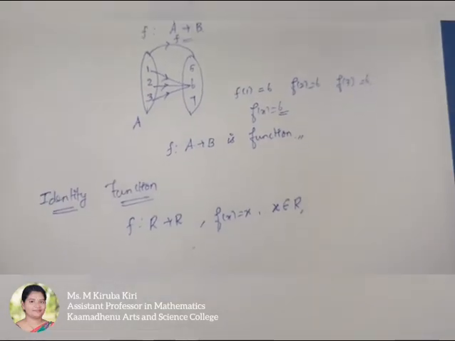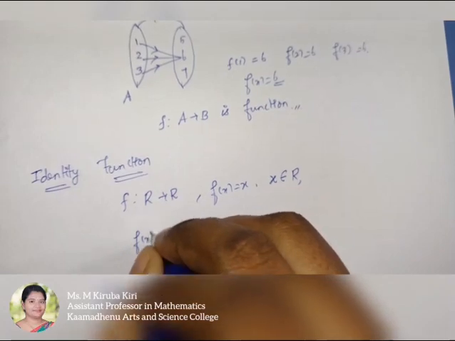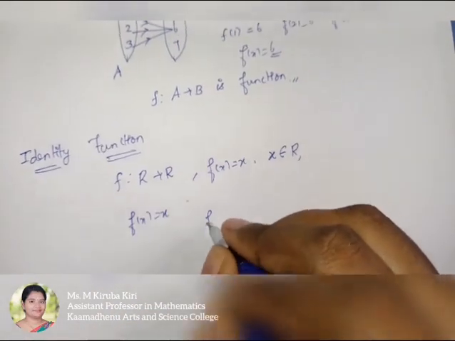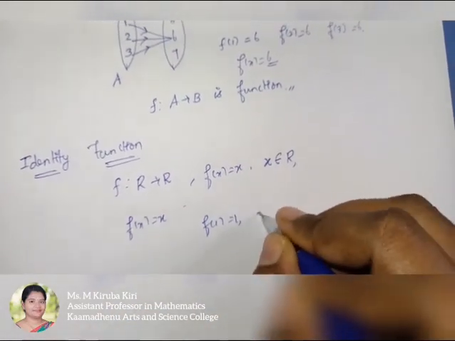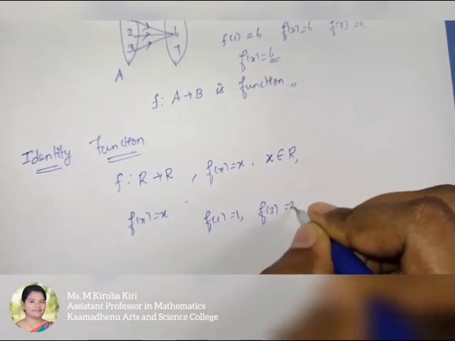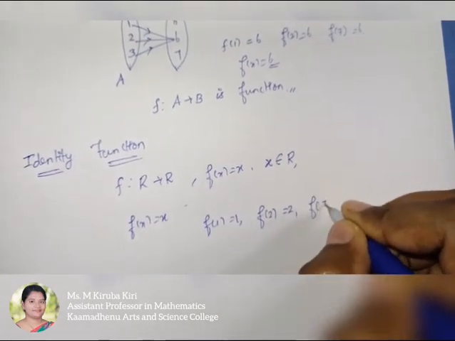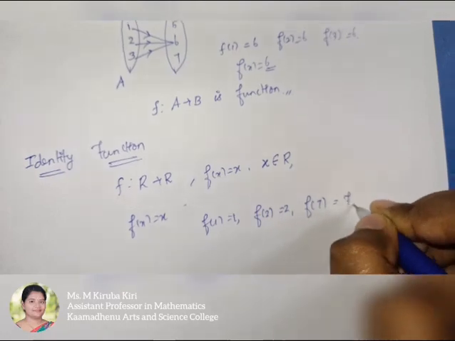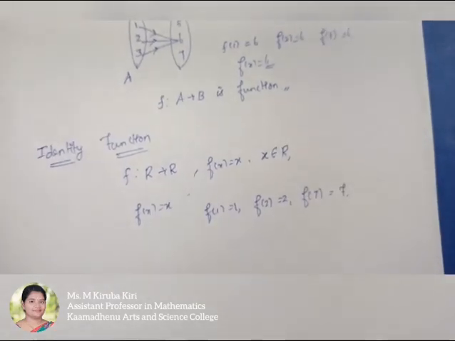For example, f of x equal to x. What is f of 1? f of 1 equal to 1. What is f of 2? f of 2 is equal to 2. What is f of 7? f of 7 is equal to 7. Okay, now from an arrow diagram.